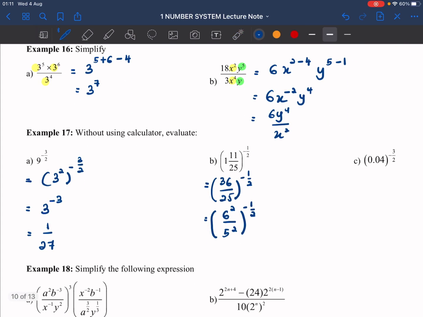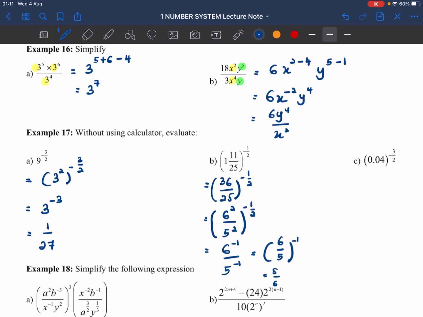Right, so now kita kena darabkan power yang atas dengan yang bawah pun kena darab juga. Okay, kenapa darab? Sebab kita ada something to the power of something. Okay, so 6 squared to the power of negative 1 over 2. So kita darab power tu, dia akan jadi 6 negative 1. Bawah pun akan jadi 5 negative 1. Right, so kalau kita sekalikan, kita akan dapat 6 over 5 to the power of negative 1, which is sama dengan 5 over 6. Okay, alright.